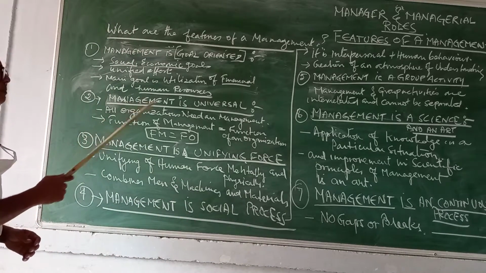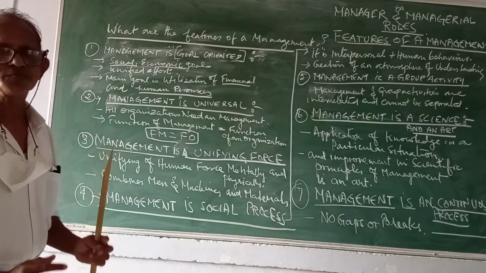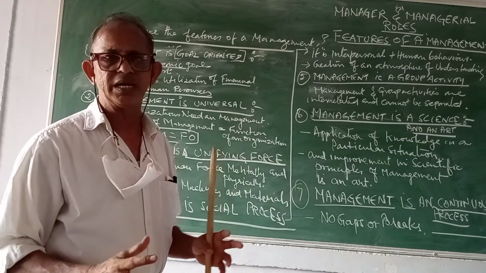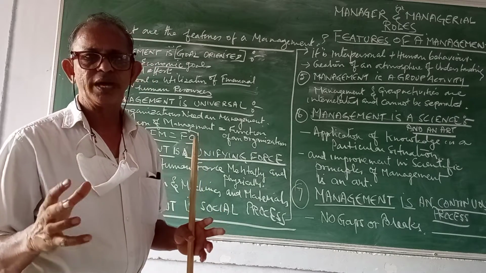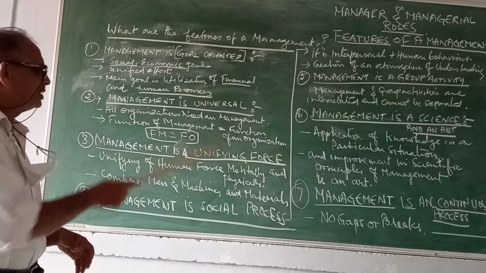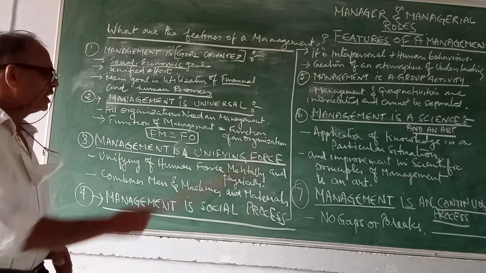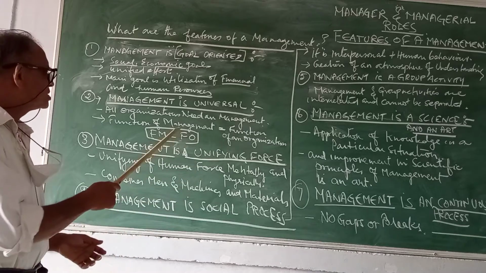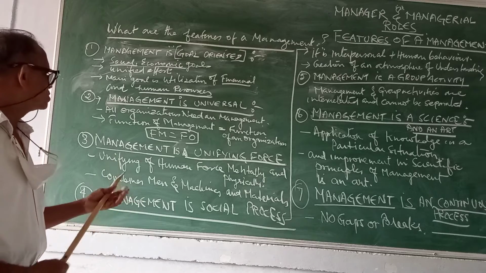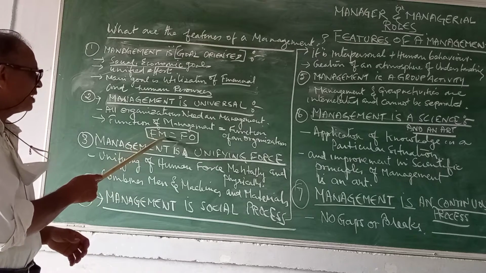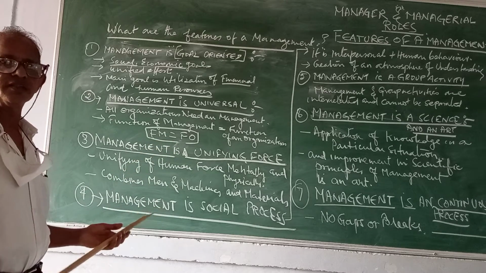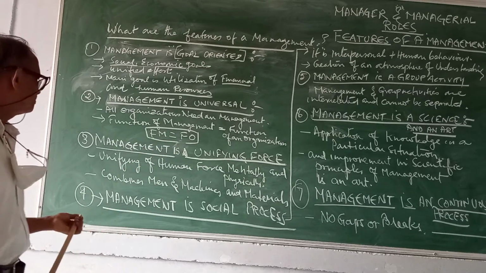Then, the second point is management is universal. What does this point explain? It explains that wherever you go in the world, whatever kind of business anybody does, it should have a management, because without management an organization cannot function, and an organization exists because it has a management. So management and organization are interlinked. The function of a management is equal to the function of an organization. If management is very good, then the organization will function in a very positive manner.